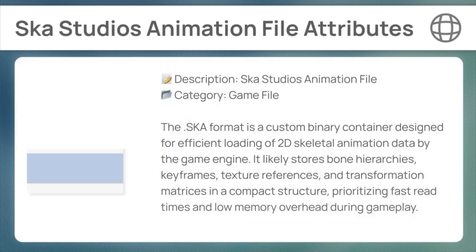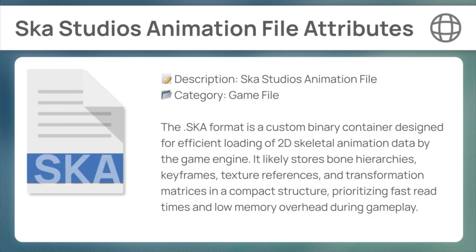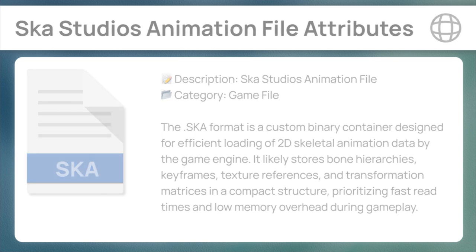The SKA Format is a custom binary container designed for efficient loading of 2D skeletal animation data by the game engine. It likely stores bone hierarchies, keyframes, texture references, and transformation matrices in a compact structure, prioritizing fast read times and low memory overhead during gameplay.